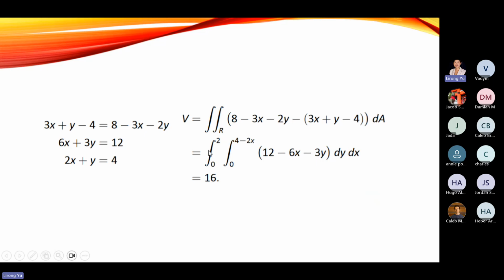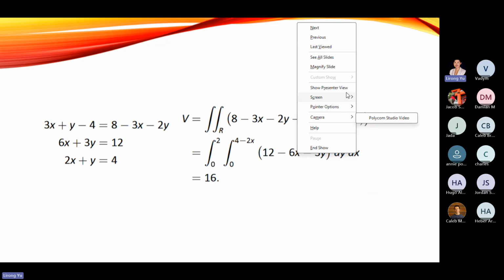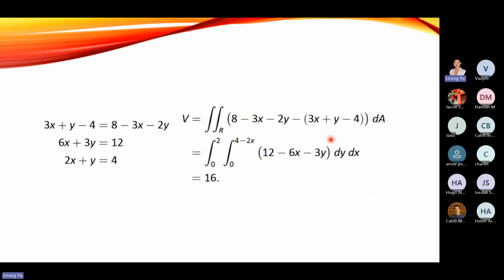Right, identify the 0 to 2 and 0 to 4 minus 2x as the upper boundary, integrate this function. So if you integrate this, you can see 12y is 12y minus 6xy, and then negative 3y integrated into negative 3y squared over 2. Plug in upper limit and lower limit and integrate with respect to x. Because the process does take a few steps for finishing the calculation part.